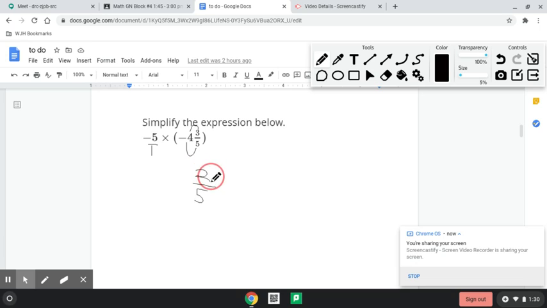Now, if that was a little too fast for you, check out my video called Changing a Mixed Number to an Improper Fraction. I'm going to go through that process a little more slowly so you understand it.